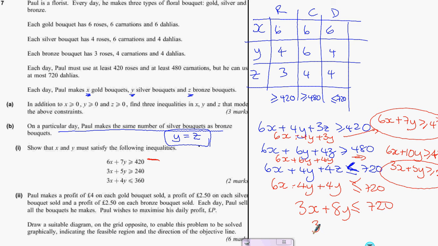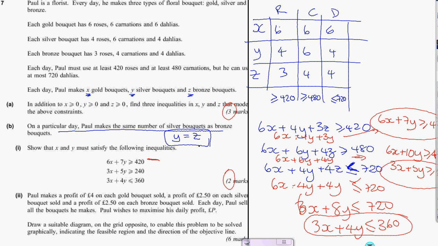I can't halve it. How did you end up with that? Oh yeah, no, that should have been 6x. Then 3x plus 4y is less than or equal to 360. Okay, so that's all that. So that's pretty good. At the moment we've got our 3 marks for doing the constraint and we've proved our show that. So that's really good. Next bit says Paul makes a profit. Okay, so Paul does make a profit, bless him.